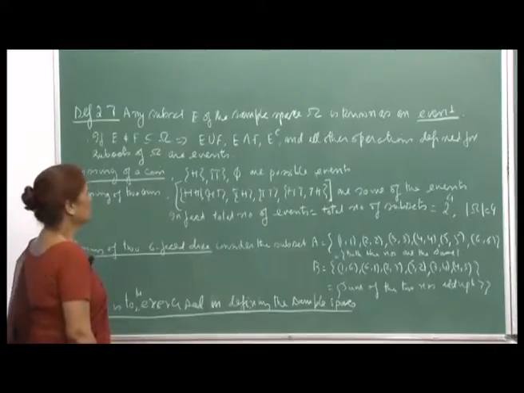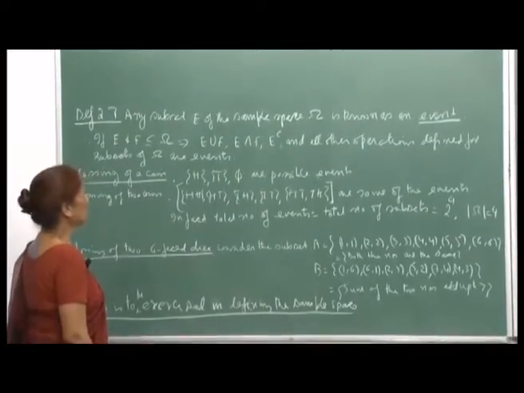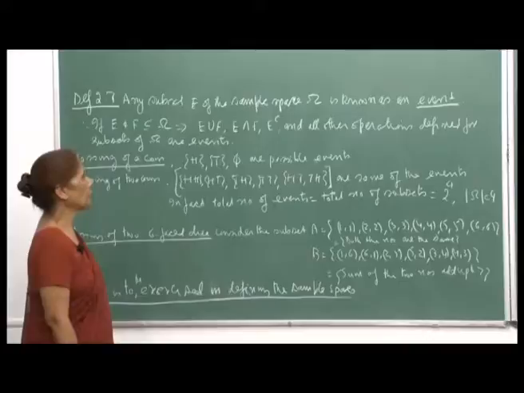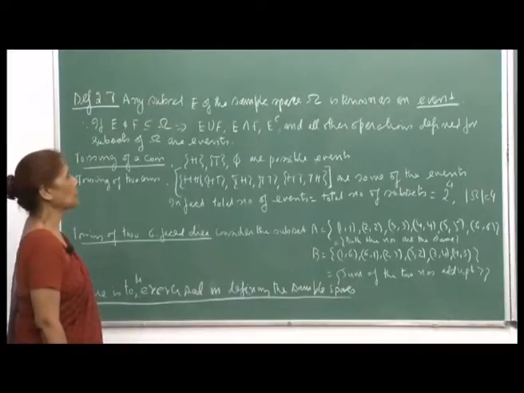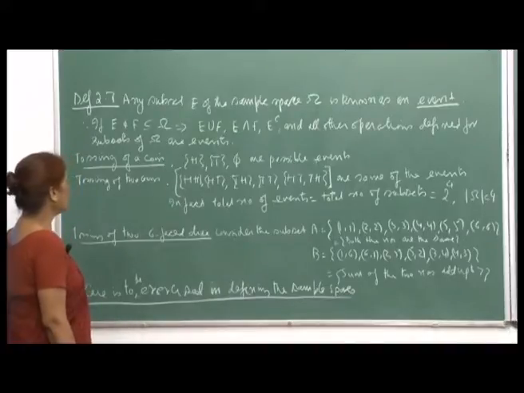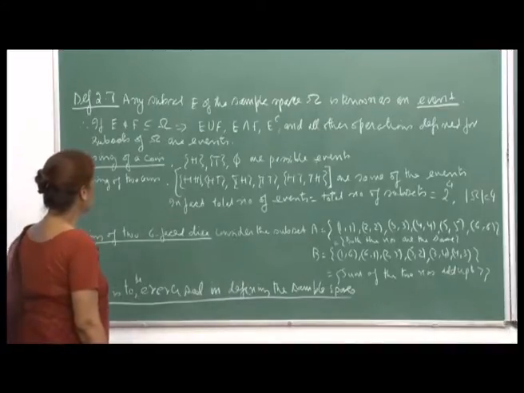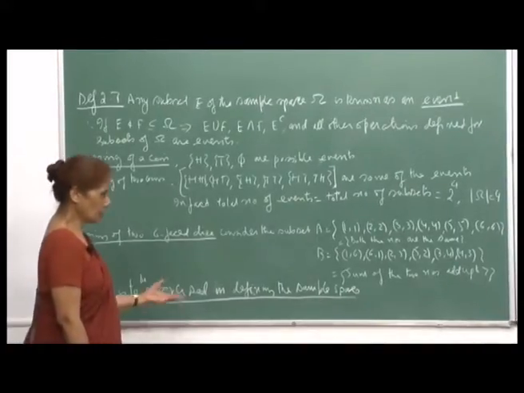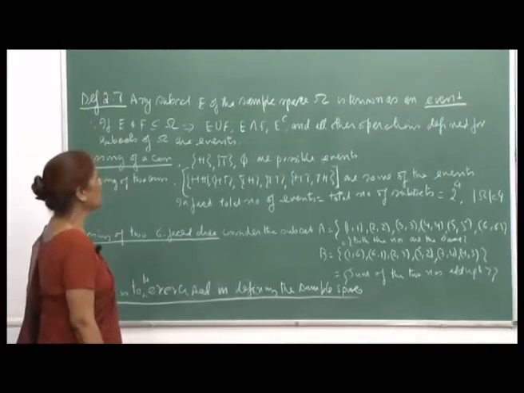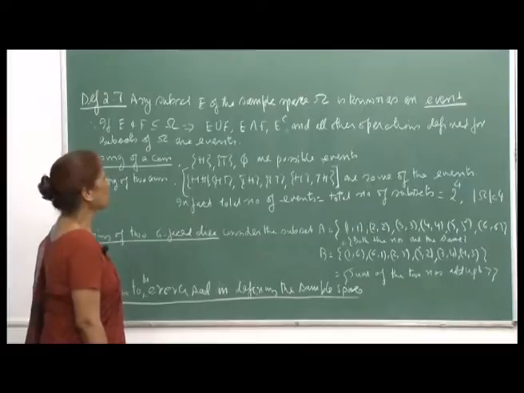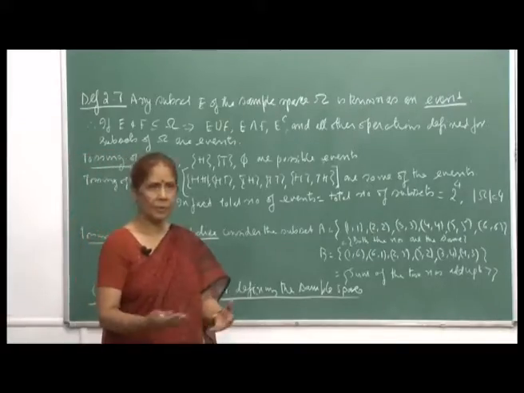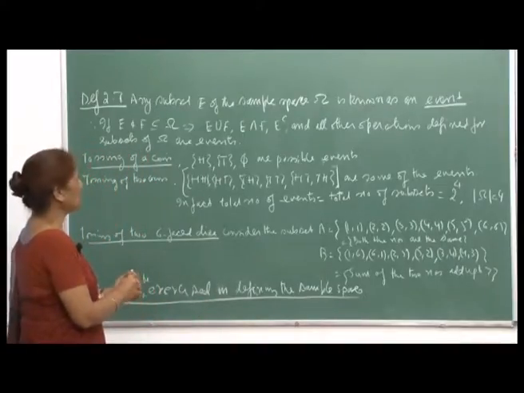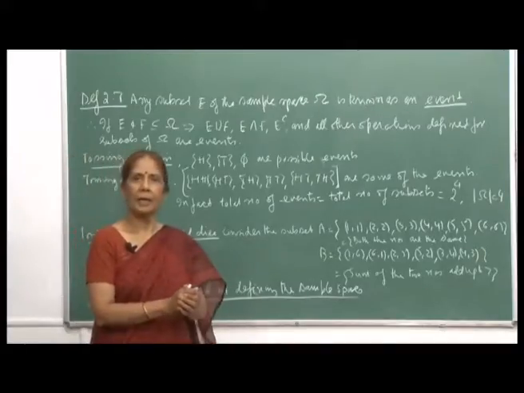Now I will define what we mean by an event: any subset E of the sample space. First the idea of a sample space is clear, that means the collection of all possible outcomes. Now any subset of the sample space is known as an event. If, for example, E and F are subsets of omega, they are both events, then whatever operations we have discussed on subsets, E union F, E intersection F, E complement, all those will again be subsets of omega, and therefore by our definition they will again be events.